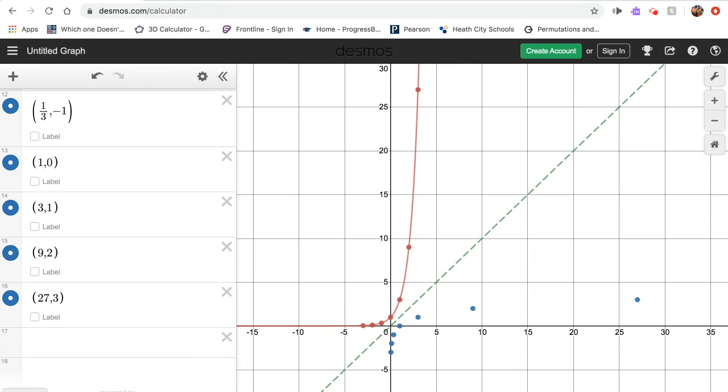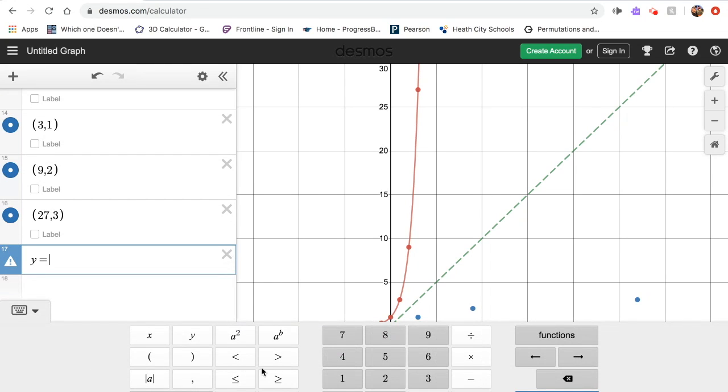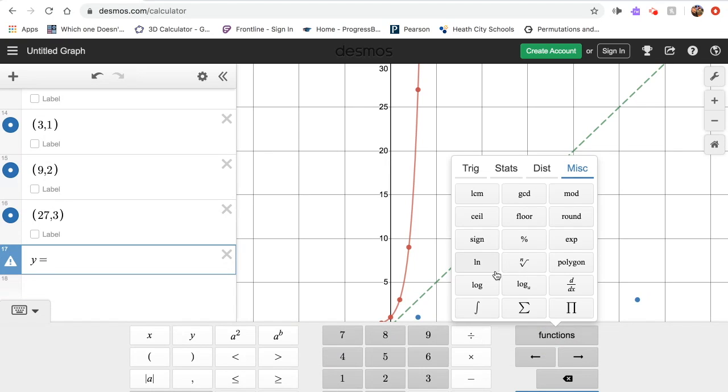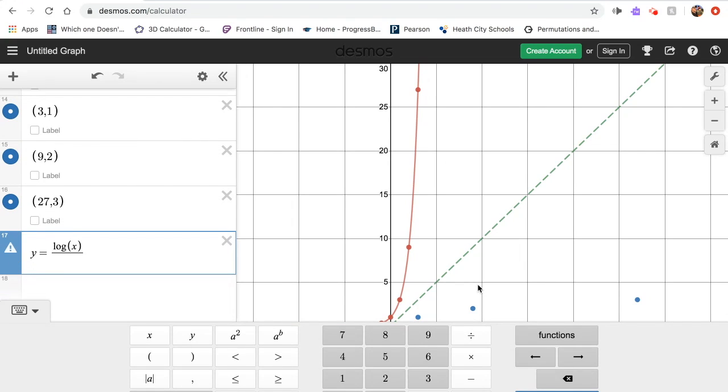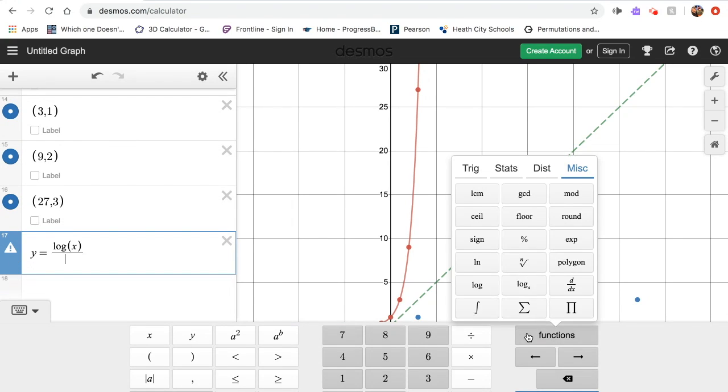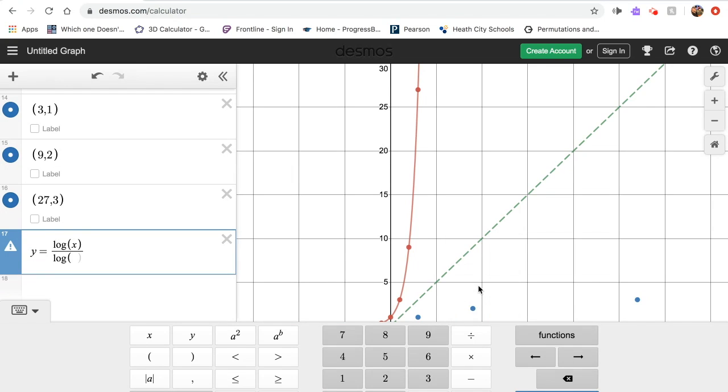Unfortunately, this will not let me type log base 3 of x into this. It won't let me type a base for the logarithm. The good news is I know how to get around that since I know the change of base rules. So I'm going to do y equals, here on Desmos to show this, I have to go to functions. I'm going to do log of x divided by, back to functions again, log of 3.